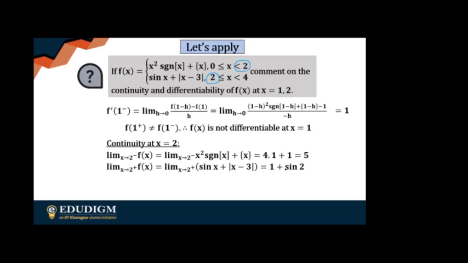So it cannot be equal because, even if you don't know the exact value of sine 2, it doesn't matter. Anyway, it's going to lie between -1 and 1. It can never reach 5. So it's not continuous at all, and consequently this is not differentiable. This part is very, very important, because differentiability implies continuity. So if this is not continuous, it cannot be differentiable.